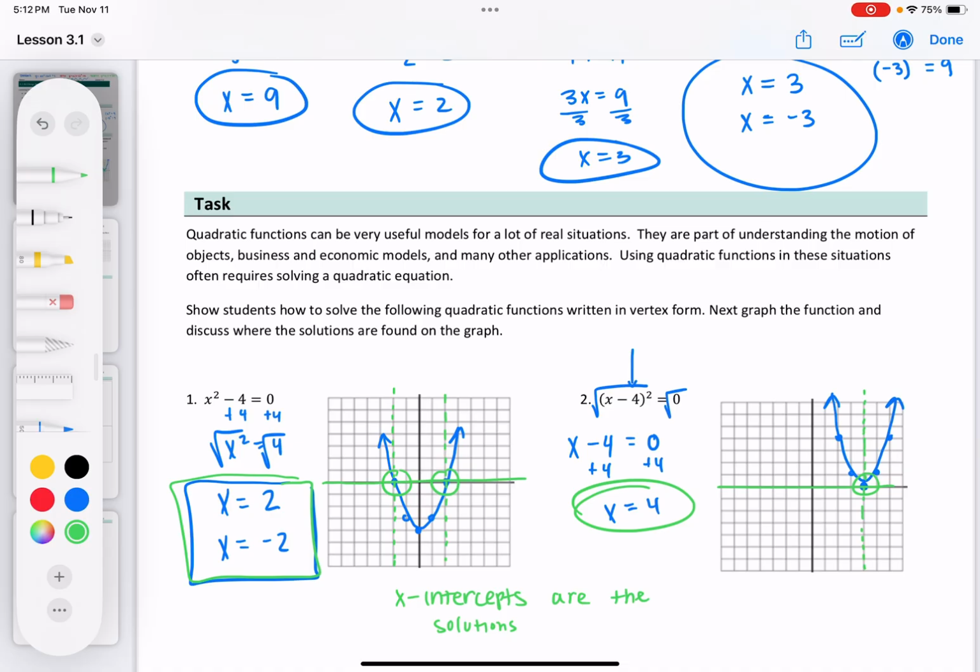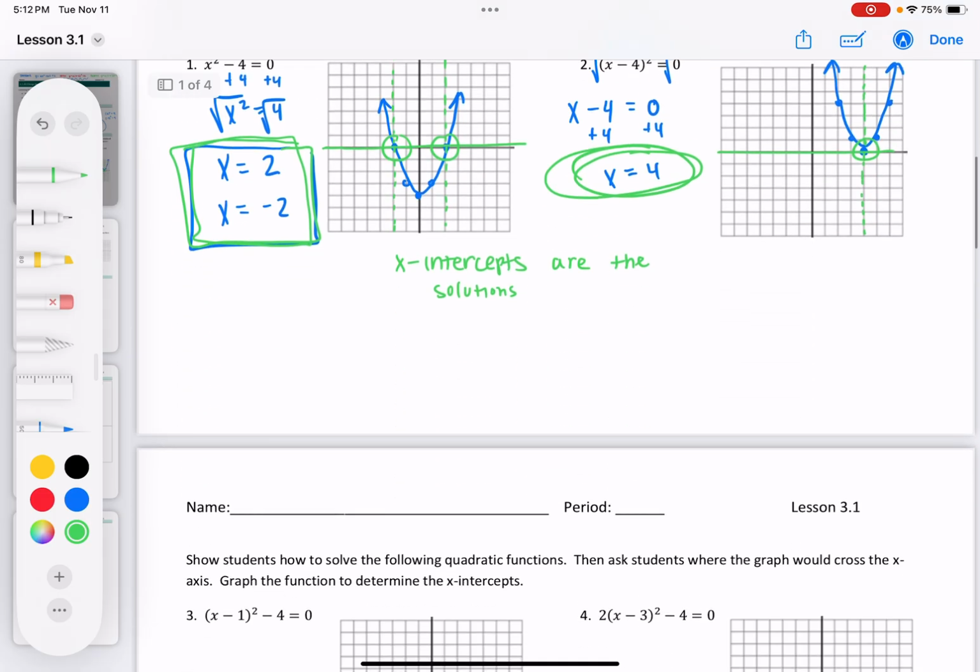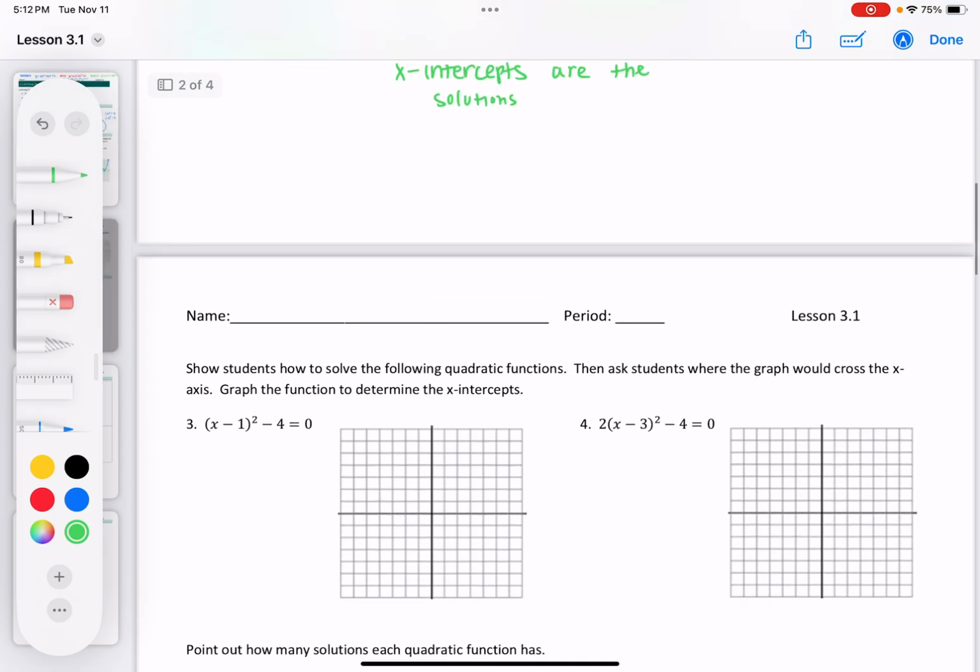The main idea of what we just did is to get x equals 2, x equals -2, and then x equals 4. That's the main idea, but it is important to know what's happening on those graphs as well. So let's go ahead and do these next two.